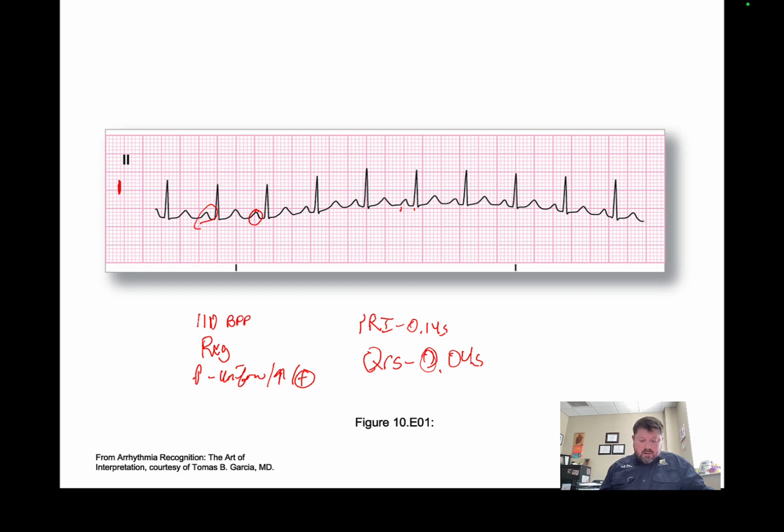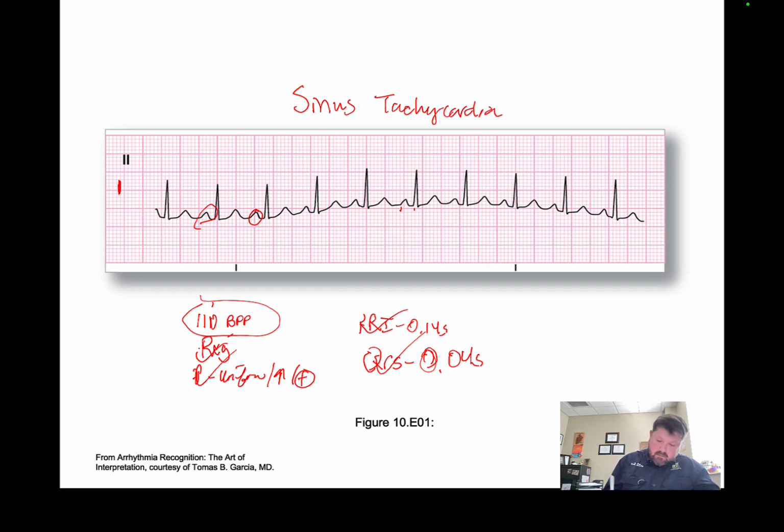So let's look at the rules. We break the rate rule. It's good on its regularity, its P wave, its PRI, and its QRS. So following those rules, this would be a sinus tachycardia. Let's look at another one.